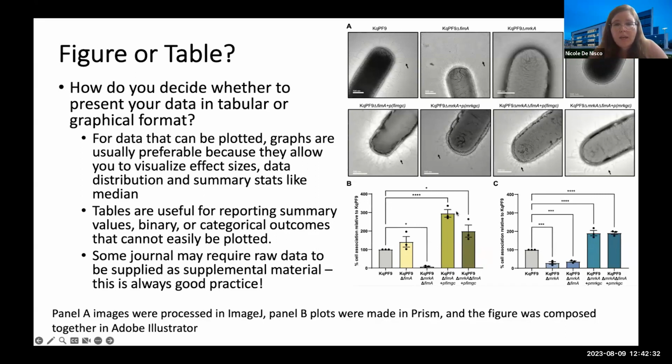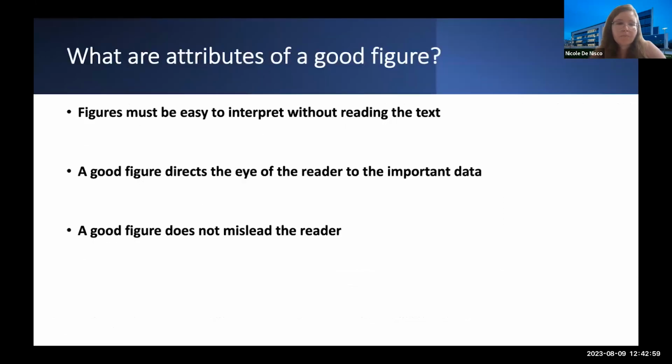And so for this panel image that I showed you, this whole panel was composed in Illustrator. Panel A images were processed in ImageJ, and panel B plots were made in Prism. And then again, this whole figure was composed in Illustrator. So that's just the approach we took for making this. And so using the appropriate tools will make sure that you're reporting things correctly.